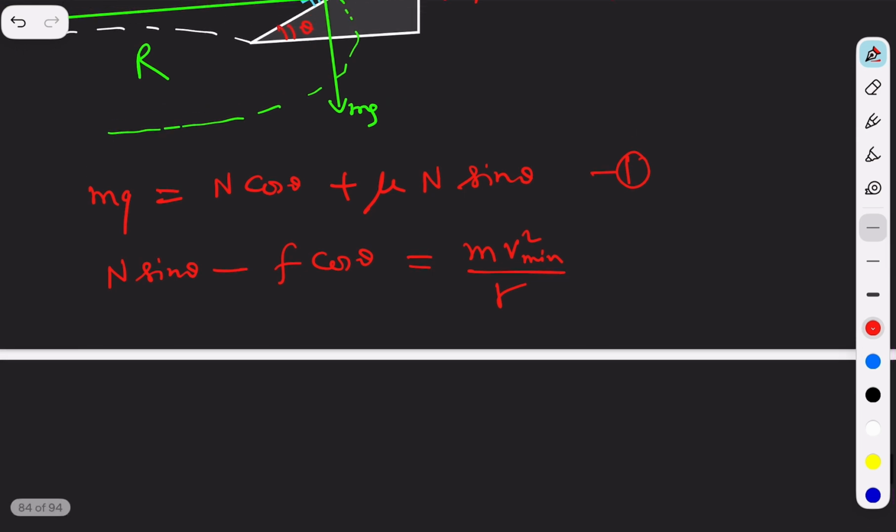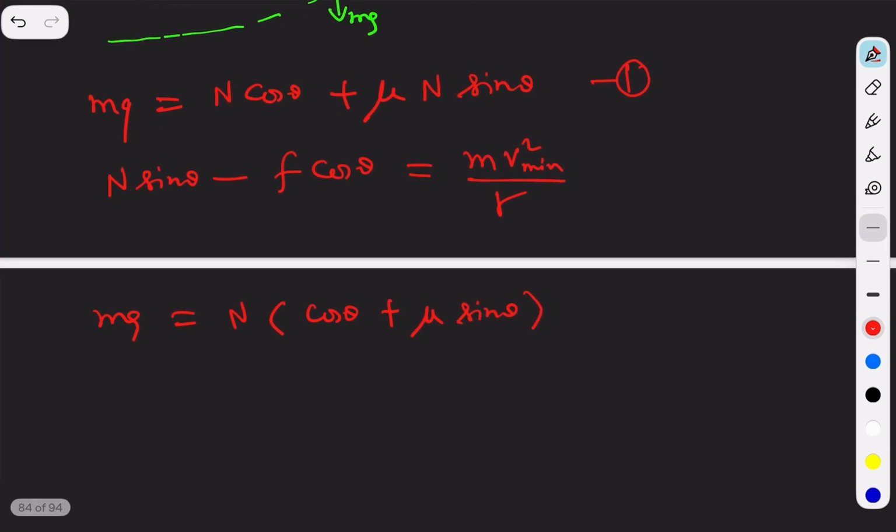Okay, let me calculate the N first, and then I'll replace it here. So guys, mg is equal to N cos theta plus mu N sin theta. Let me do it this way: I'll take N common here, and I'll get cos theta plus mu sin theta. And then N will be equal to mg divided by cos theta plus mu sin theta.